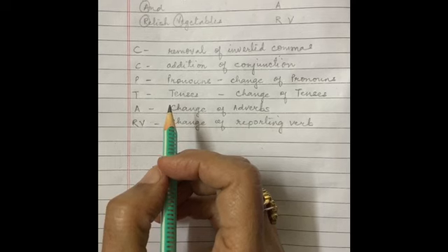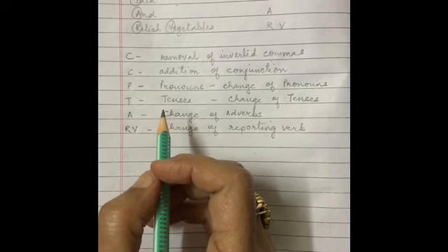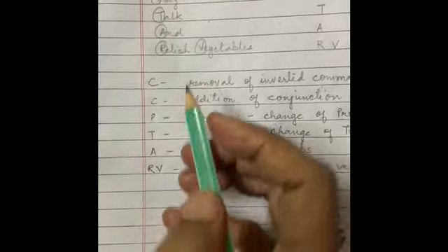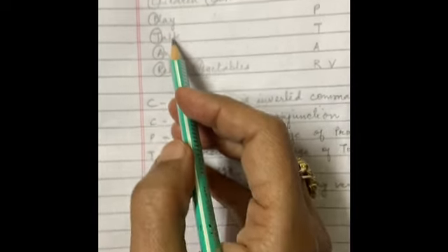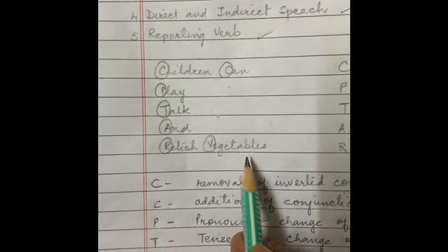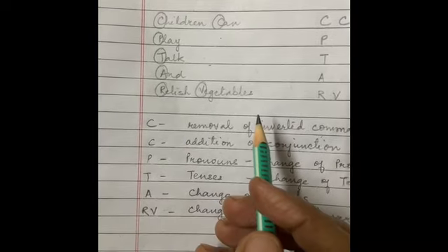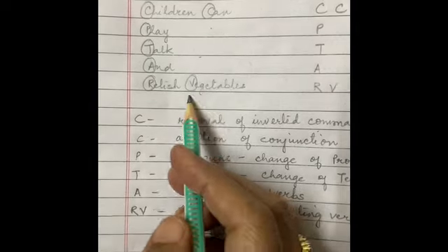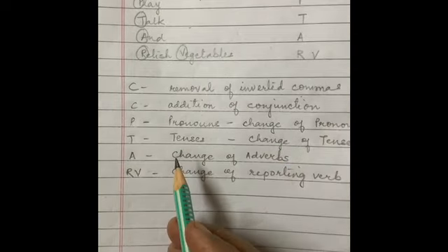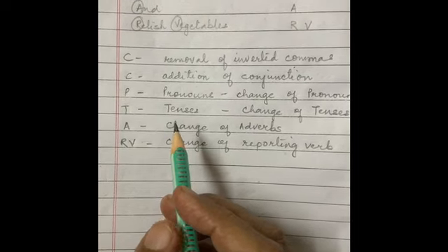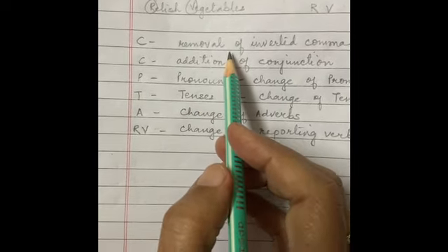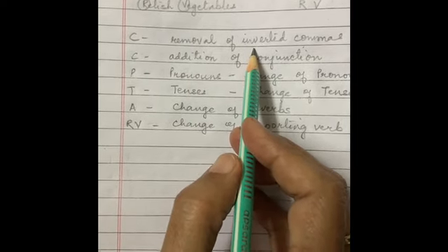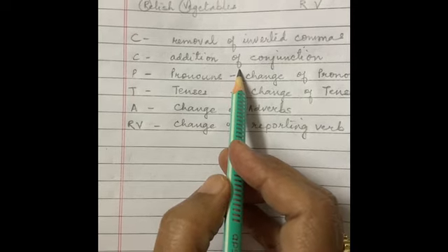And when you learn all the rules, everything about narration, you need to recheck by this mnemonic. Children can play, talk, and relish vegetables. Have I done the CC part? Have I done P? Have I done T, A, or RV? So now let us discuss them one by one. Coming to the first C now. Removal of inverted commas and addition of conjunction.